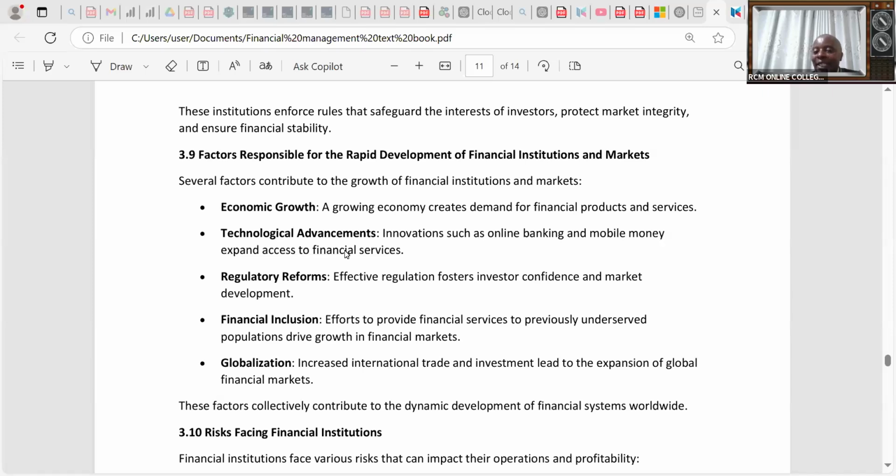Technological advancements, I can see that. Regulatory reforms: effective regulation fosters investor confidence and market development. Financial inclusion: efforts to provide financial services to previously underserved populations drive growth in financial markets, like what Equity Bank did. Globalization: increased international trade and investment leads to expansion of global financial markets. Thank you.